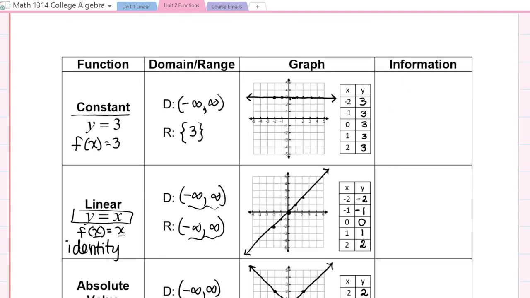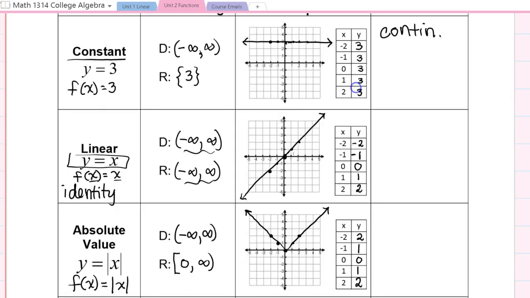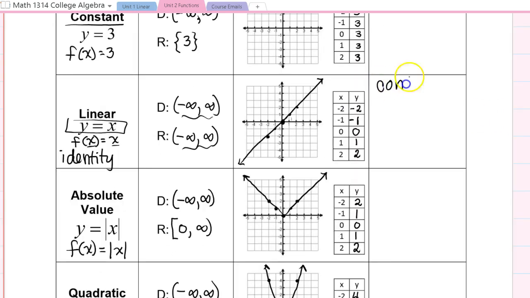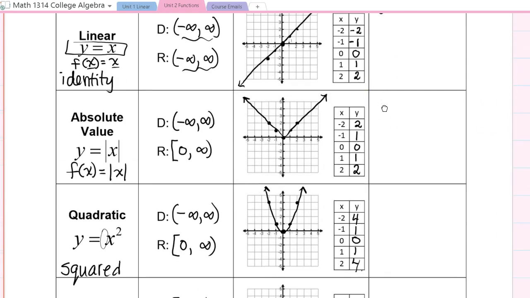You may want to pause the video here so that you can test yourself and see if you know the definition of continuous functions. We find that the constant function is continuous. So I'm going to write down continuous like this in terms of an abbreviation. Linear functions are continuous. Absolute value is continuous.